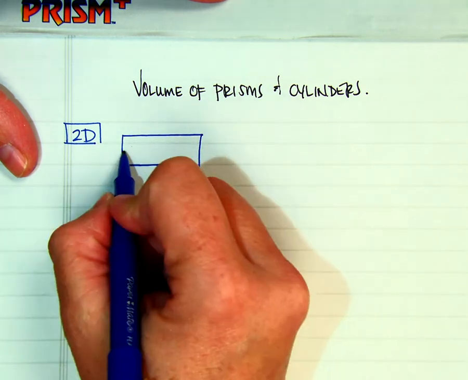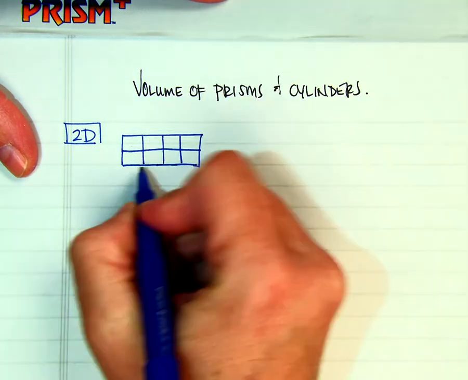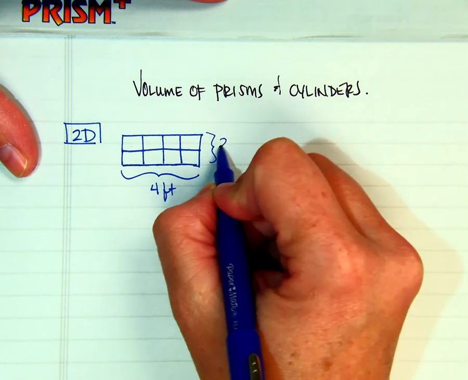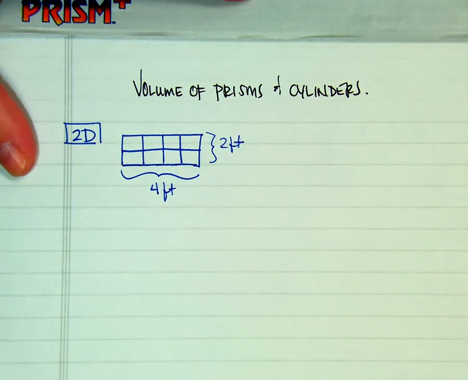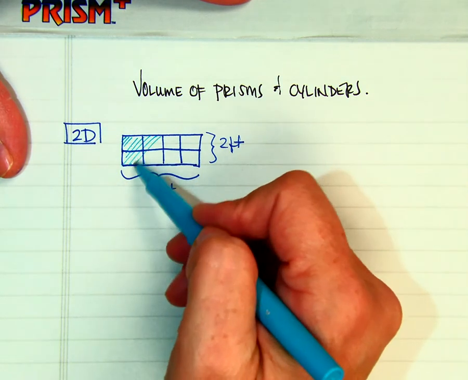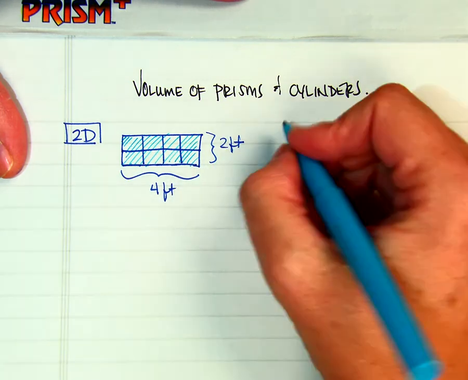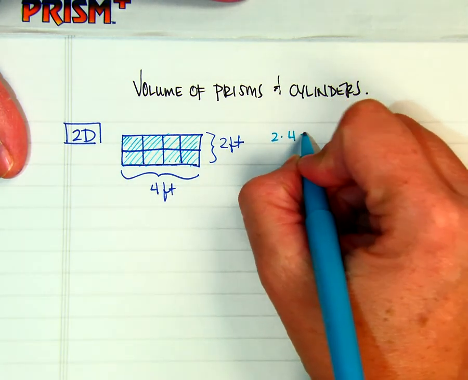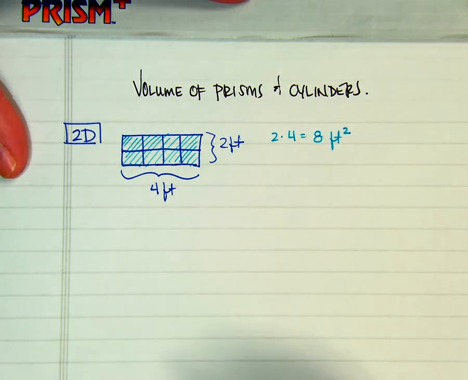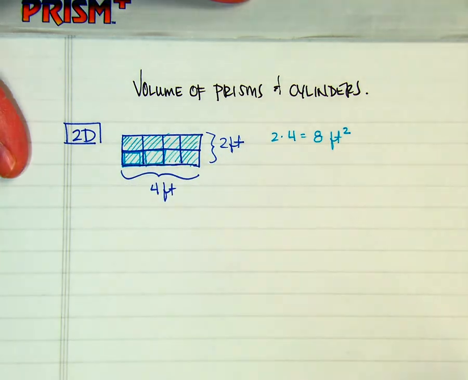if I have this is, let's say, 4 feet, and this is 2 feet. When we are trying to find the area inside of it, we multiplied, in this particular situation, this length times width. So we did 2 times 4, which gave us 8, and it is feet squared. The reason why it's squared is because each one of these would be a square unit.